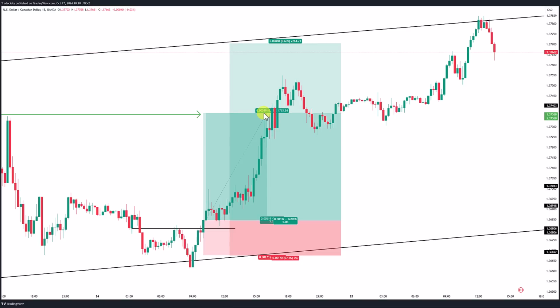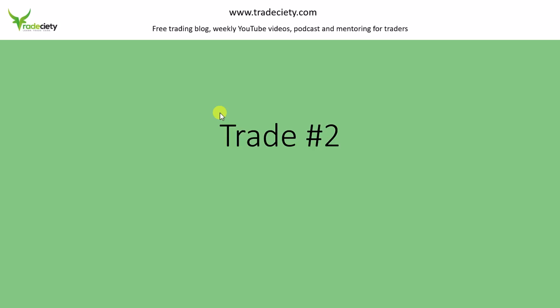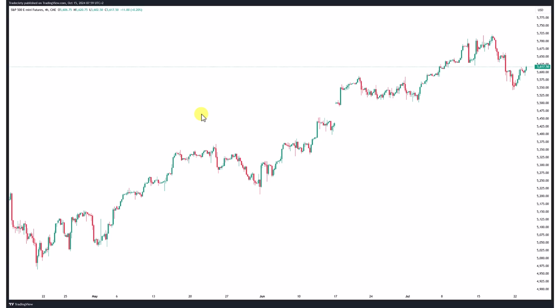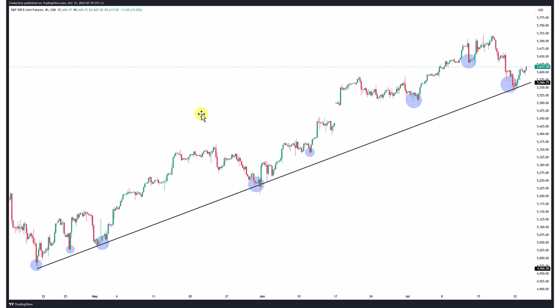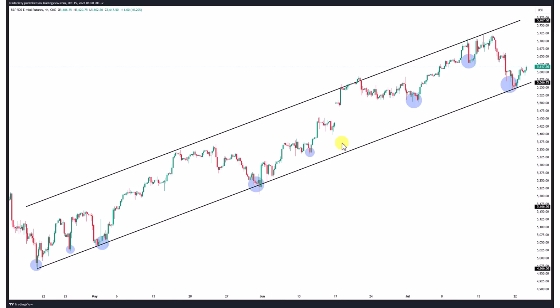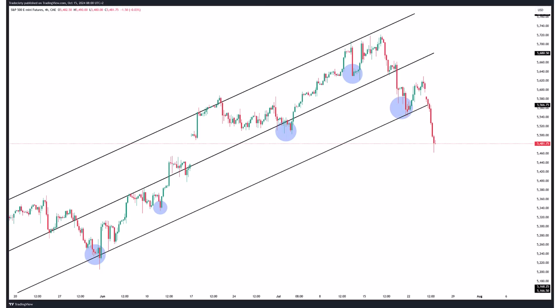Go for smaller targets, and then typically you will be able to realize much better winning trades. Let's look at trade number 2. Here we have an uptrend. We're looking for the swing points. We try to connect the swing points, and we get a very good trend line where we are able to connect major swing points. Here we now have a trend line breakout.